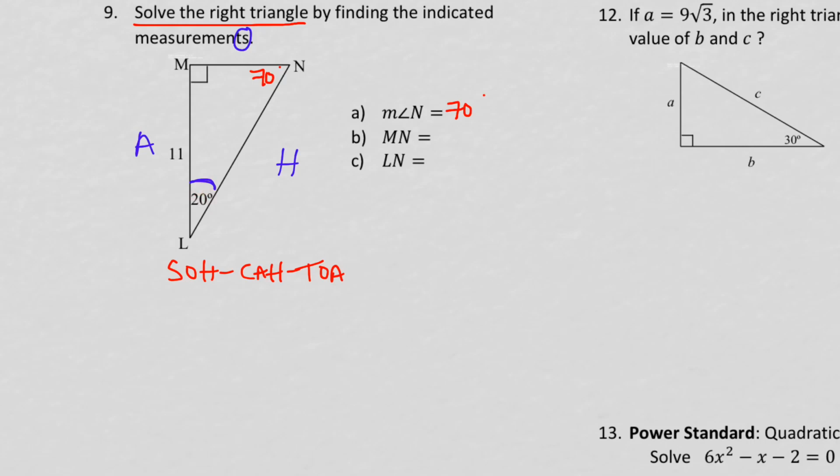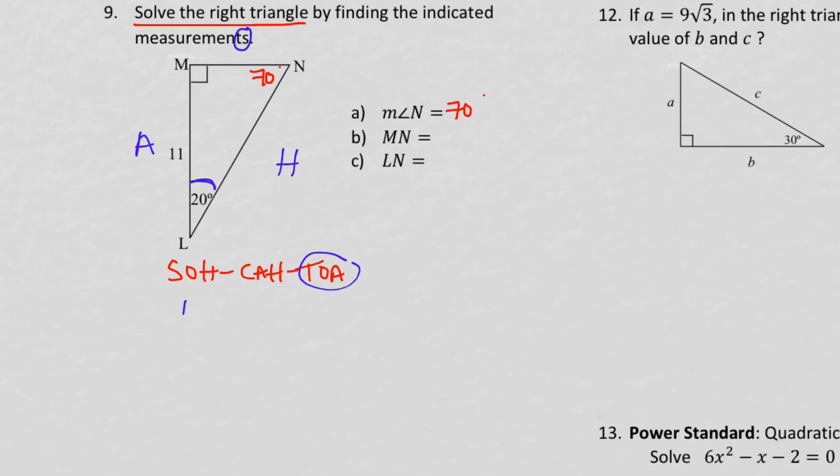So with that being identified, then I get to choose which side to find first. I'm going to go in order just based on the questions being asked. So I'm going to first look for MN. MN is going to be this side here. And the way I've labeled it, that's going to be the opposite side. So I can use O and A, since it's 11, I can use those two to start. So OA is TOA, so that's going to be tangent.